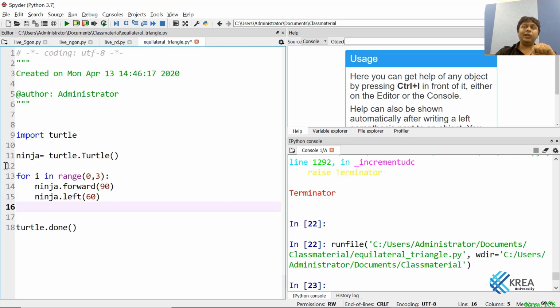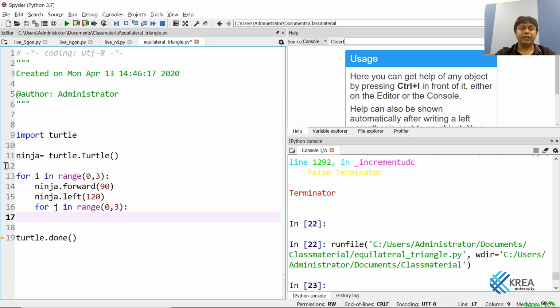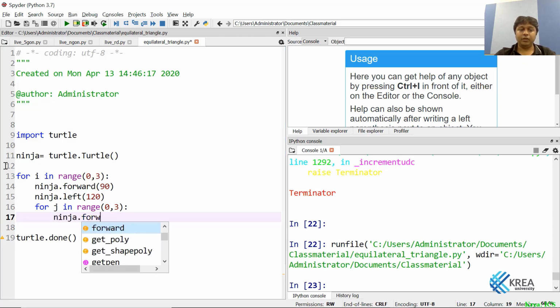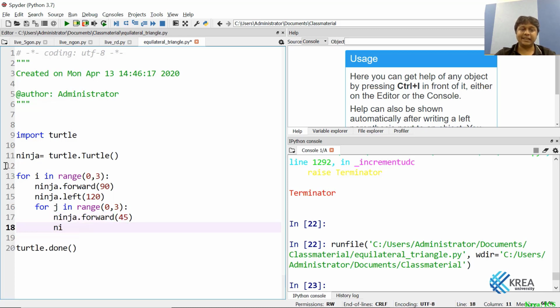But what we additionally want is, at each of the vertices, to draw another smaller equilateral triangle such that it subdivides the triangle. So what we do is for j in range(0, 3), and pardon my mistake, it should be 120, because 360 divided by 3 is 120. That's the angle we should be considering here. ninja.forward(45), which is exactly half of 90, and ninja.left(120).